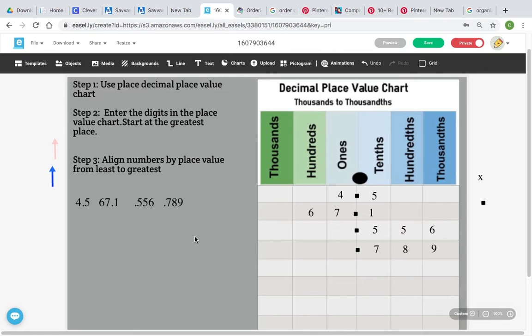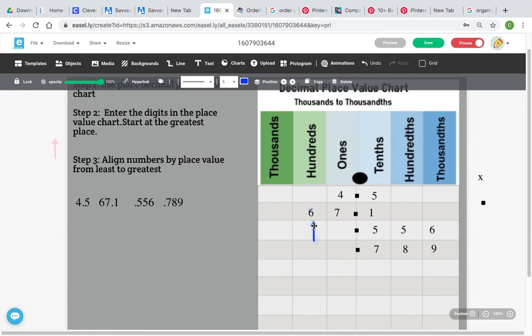And once I did that, I want to look at the greatest value for each digit. So I'm going to look at the first digit on the left. And I see that 6 is the first digit on my left, which is the greatest number. And I see that the 6 fell under my hundredths value. Can I add an arrow under the 6?